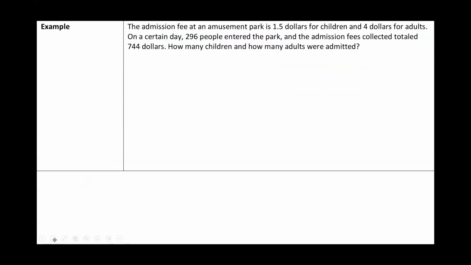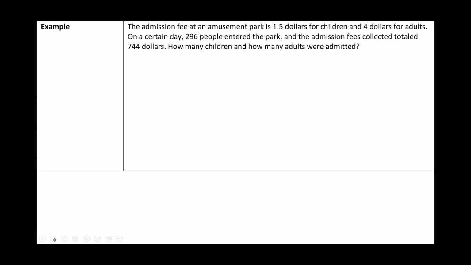Let's take a look at the last one. It says an admission fee at an amusement park is $1.50 for children and $4 for adults. On a certain day, 296 people entered the park, and the admission fees collected totaled $744. How many children and how many adults were admitted?